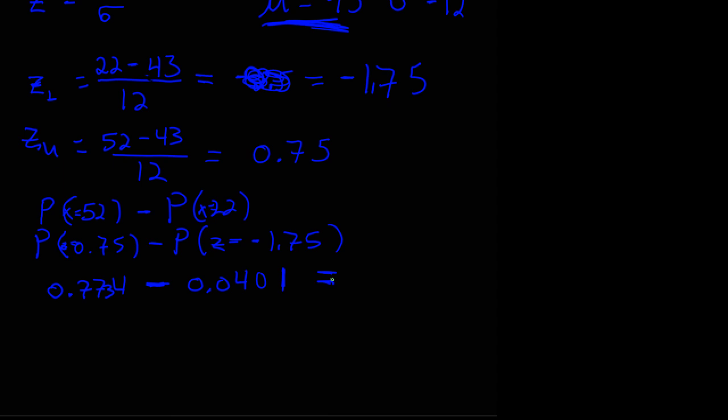And so I subtract these two values, 0.7734 minus 0.0401, and I get 0.7333. Or, as we like to say, there's a 73.33% chance if we convert it to a percentage.